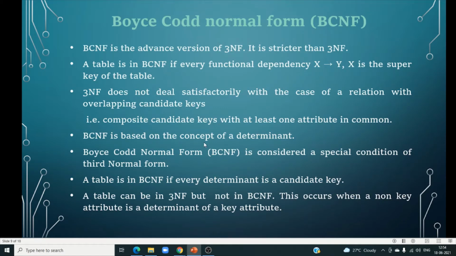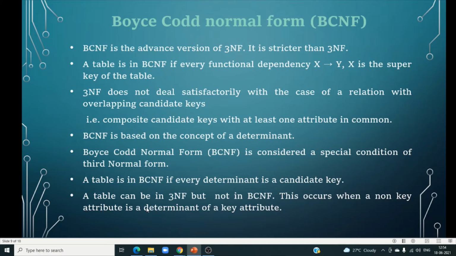BCNF is based on the concept of determinant. It is also considered a special condition of the third normal form. We also say that BCNF is the advanced version as well as a special condition of the third normal form. What is that? Every determinant is a candidate key. If this is the functional dependency X to Y, X is the determinant and Y is the dependent. Always the determinant must be the candidate key, that is, the key attribute.